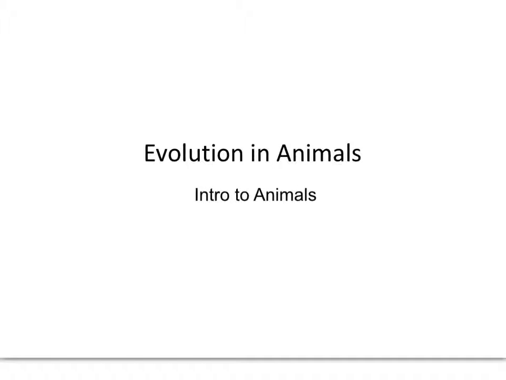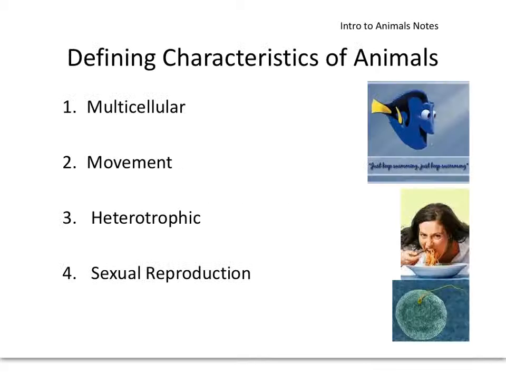Here we go with our first set of notes in our Evolution in Animals unit. This one we're going to just outline what it means to be an animal and some of the characteristics we look at when we're organizing animals.